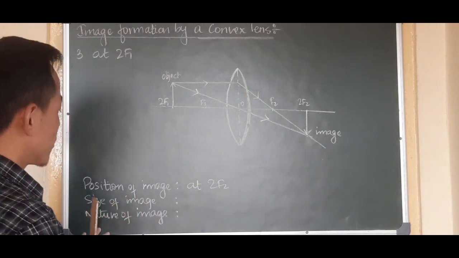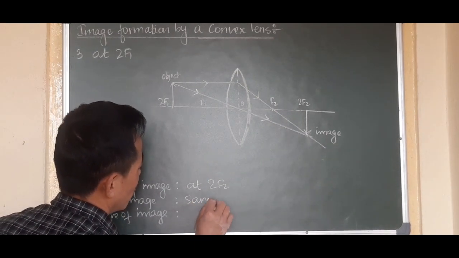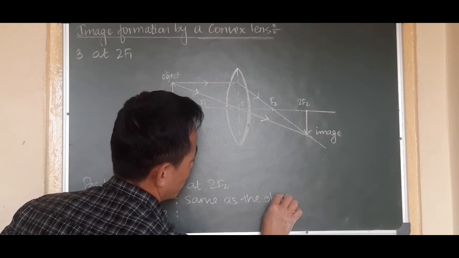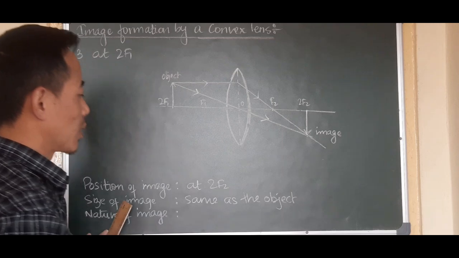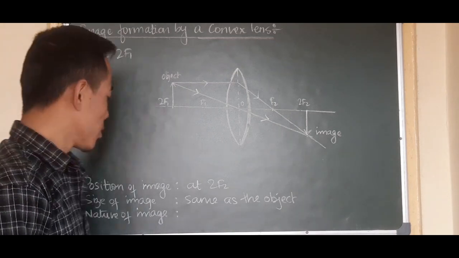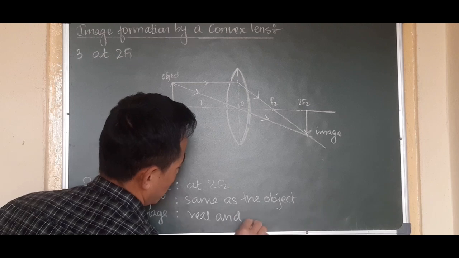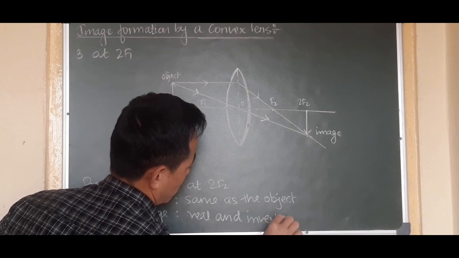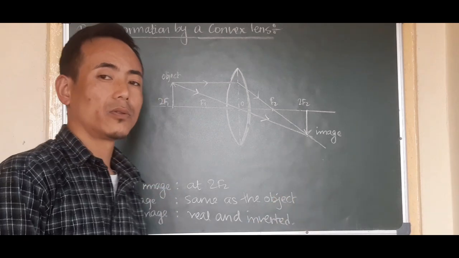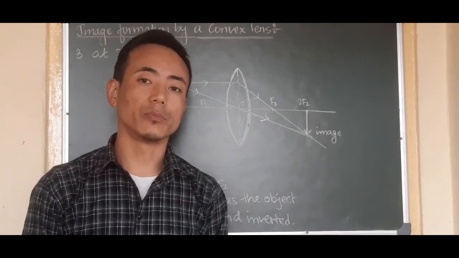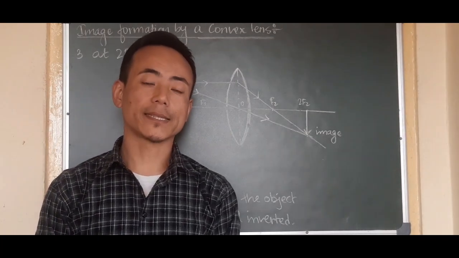So you can write size of the image same as the object, or equal in size you can write. So nature of the image will be real and inverted. So if you know the rules, it does not take much time. Okay, so this is case number 3. Let's do the next case now.